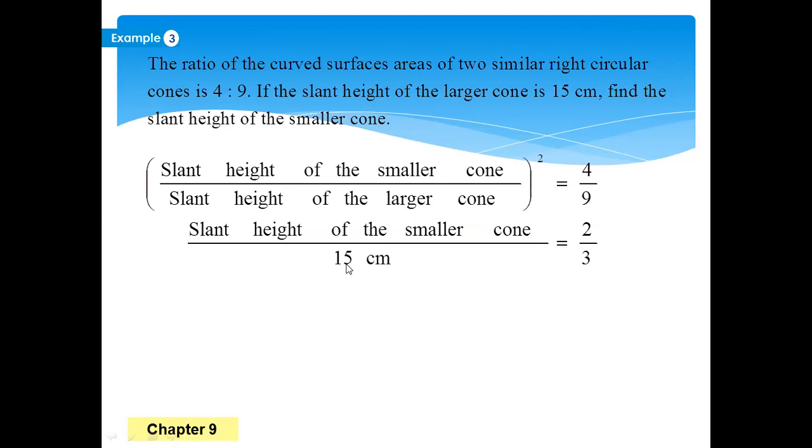Hence, you substitute the larger cone, slant height is 15. Take the square root. The square root of 4 is 2. Square root of 9 is 3. Because 3 times 3 is 9. 2 times 2 is 4. Then you find the answer. Okay.